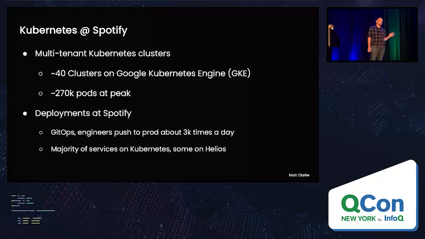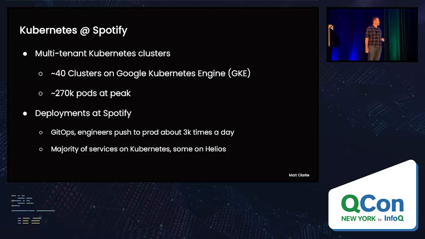And our multi-tenant clusters, which is where we run our backend and web workloads, there's about 40 of them. I think there are actually more since I wrote this slide. But we peak at our high water mark of 270,000 pods, which is a lot.